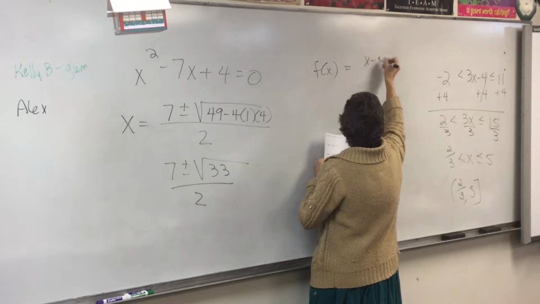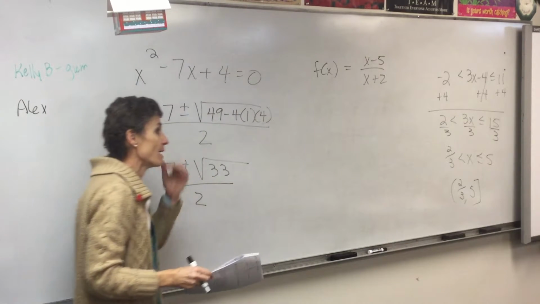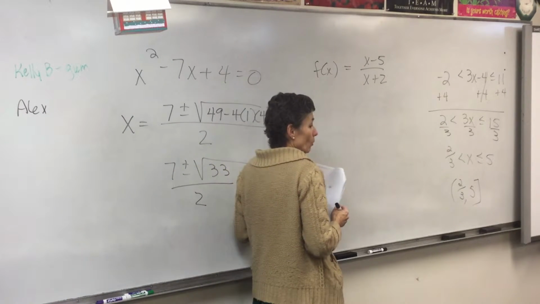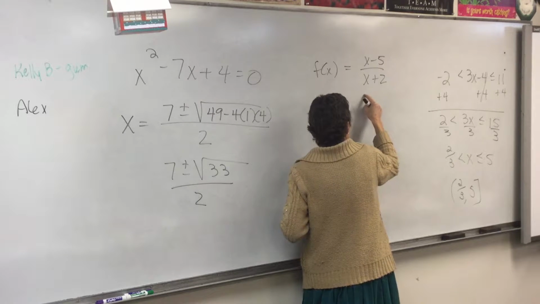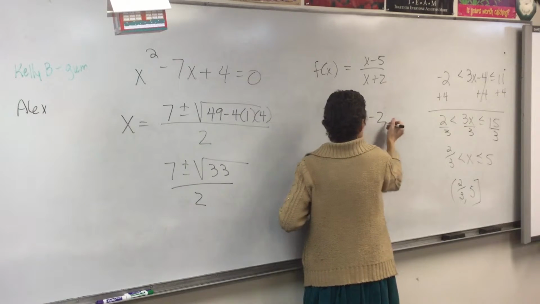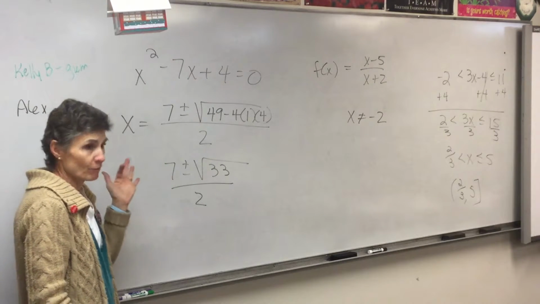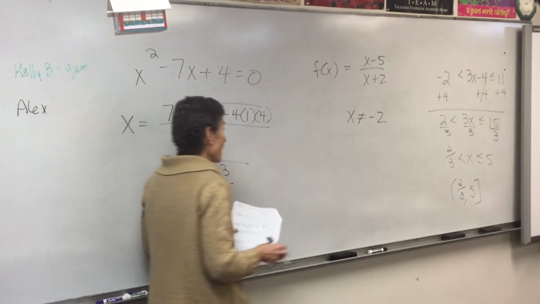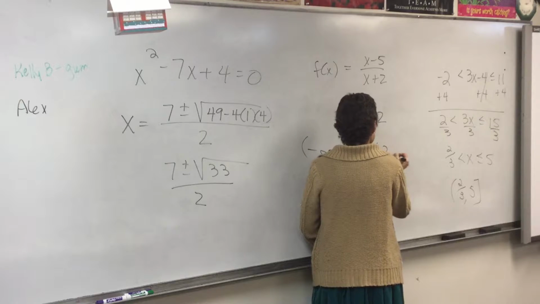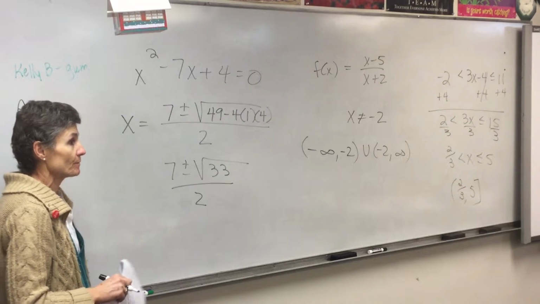Domain. When we think about domain, we remember that the denominator can never be 0. So if the denominator can't be 0, what does this mean? X can't be negative 2. Now, that means x can be everything else, right? So x could be everything from negative infinity to negative 2, or everything from negative 2 to infinity. It can be anything except negative 2.